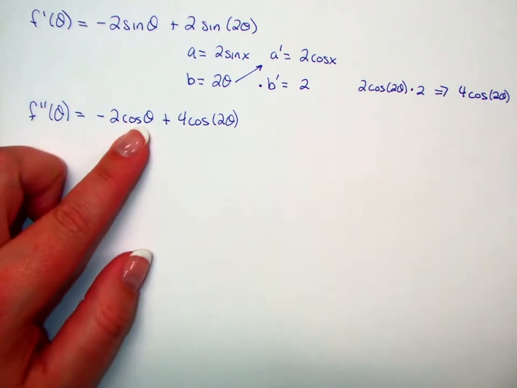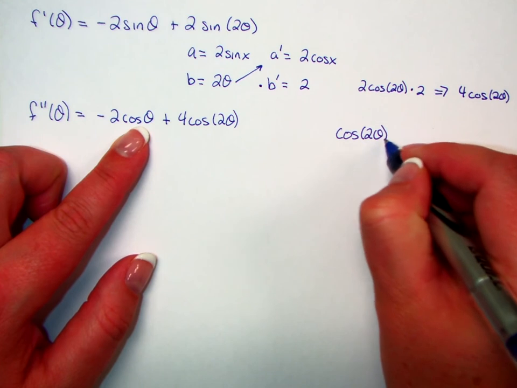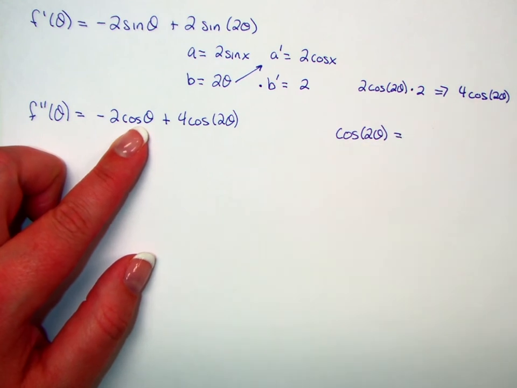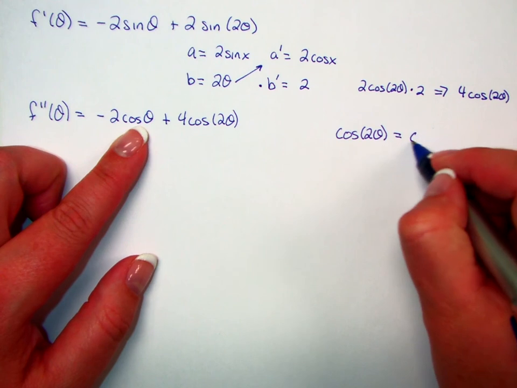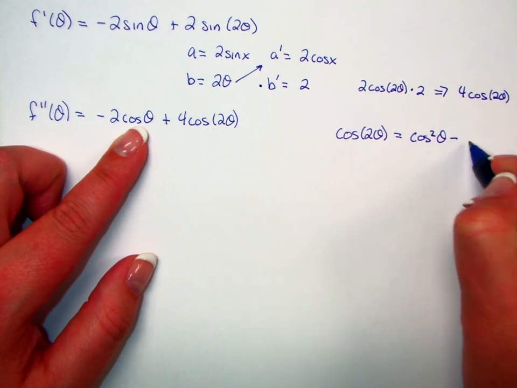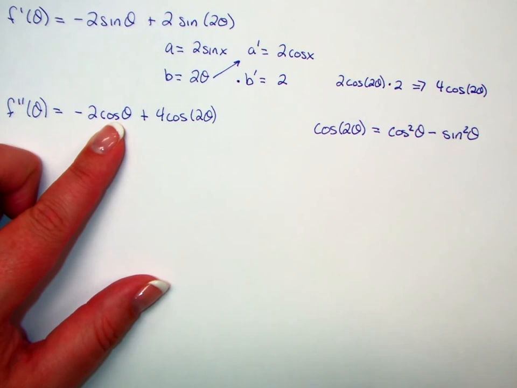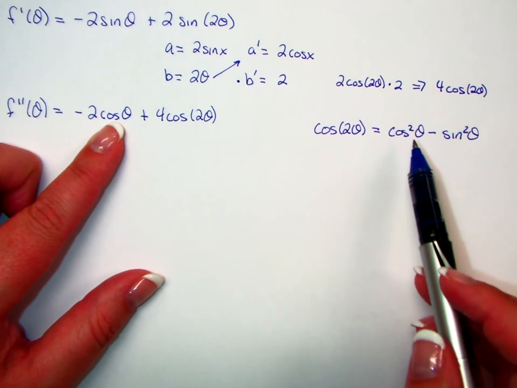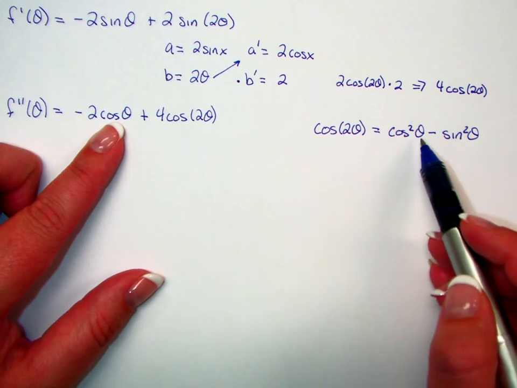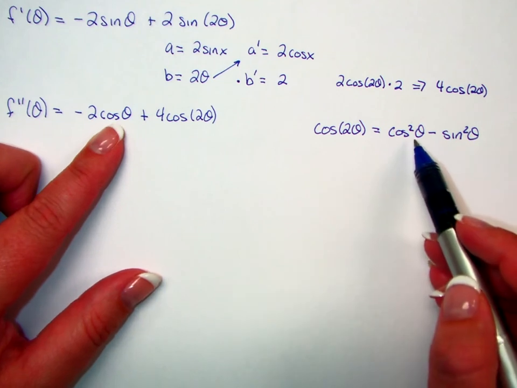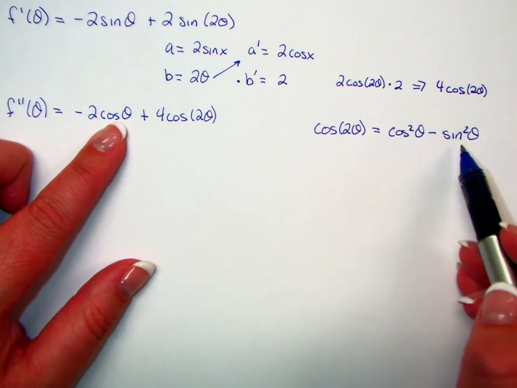Cosine 2 theta has 3 different trig substitutions. And so I just remember the first one right offhand at the moment. The double angle is cosine squared theta minus sine squared theta. But I can get the other two by just doing a Pythagorean substitution. The one I want is the one that has only cosine in it, because this term has a cosine. I don't want to use a formula that has sine in it.